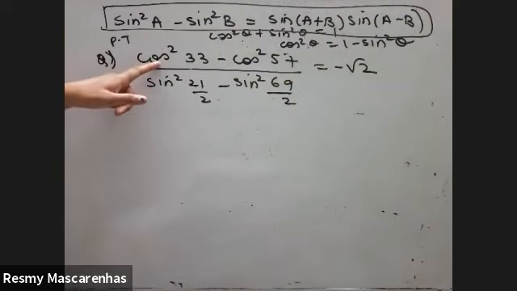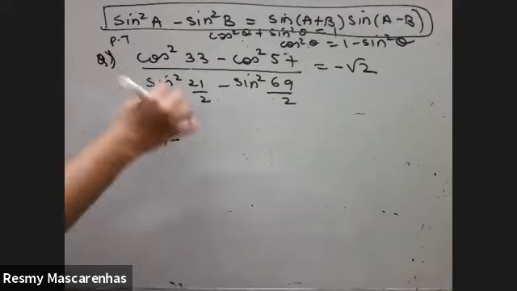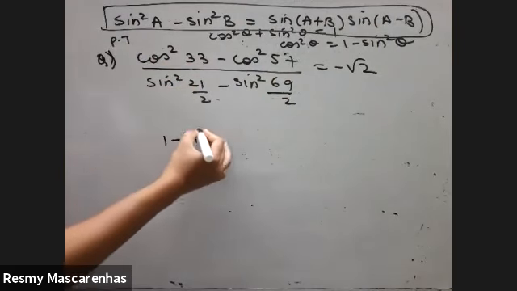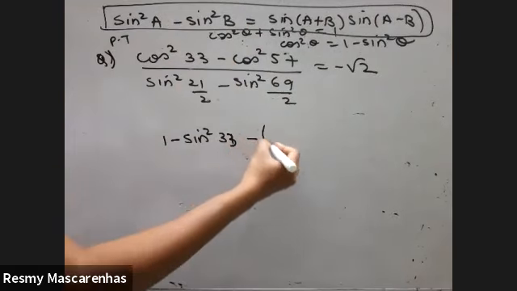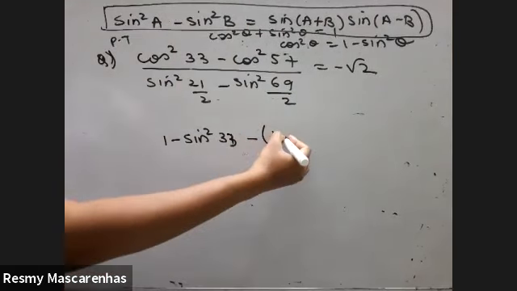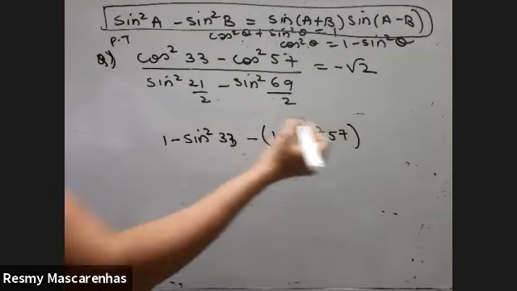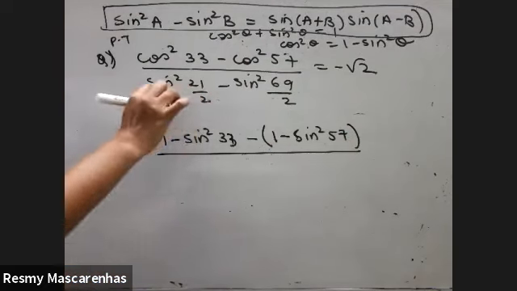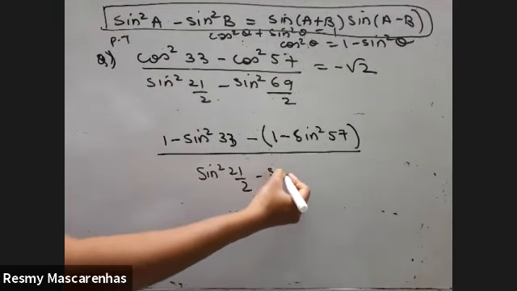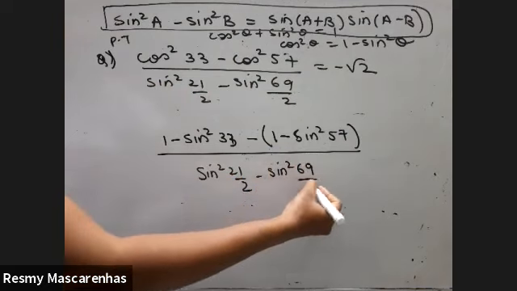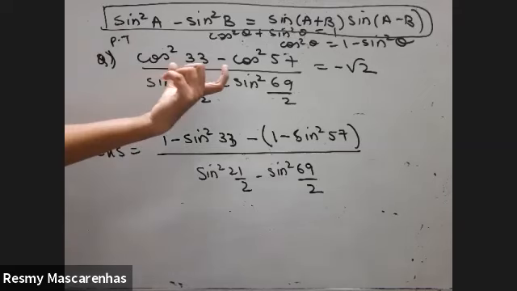So I'll convert this in terms of sine. This is my theta. My next step will be cos square theta can be written as 1 minus sin square theta. This also, minus is out, so bracket 1 minus sin square 57. Keep this in terms of sine only. So this is my left hand side, this part I'm solving.